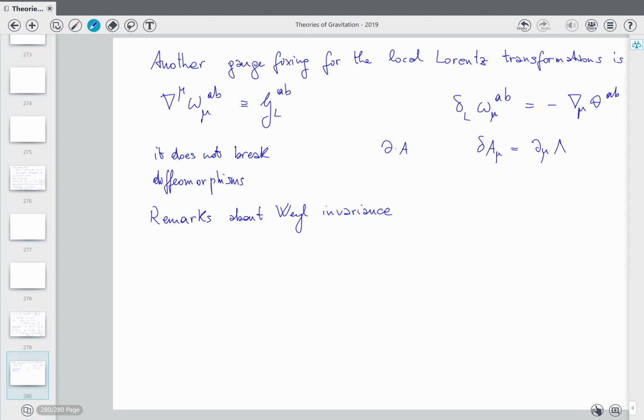Now recall that we have found that the Weyl tensor has very nice symmetry properties with respect to Weyl invariance. And if you write it in a certain way, it is actually invariant. Let me stress here that the tensor that is invariant is the one with one upper index and three lower indices.